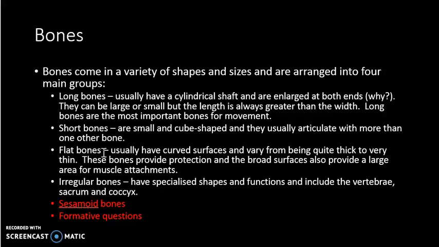So bones like the vertebrae are great examples there, as well as the sacrum and the coccyx. They have very, very unique shapes. We also have a little section here down on sesamoid bones.